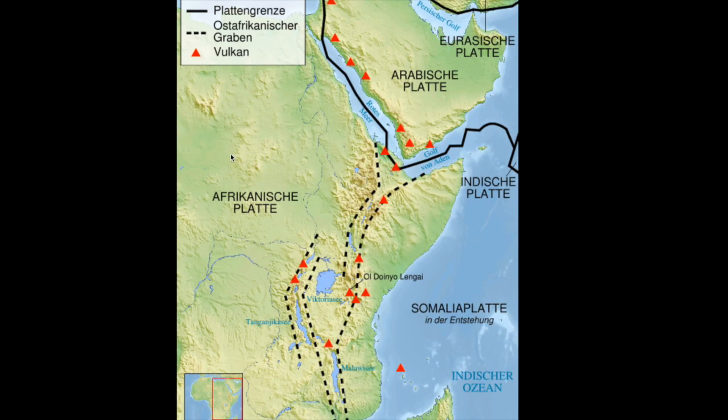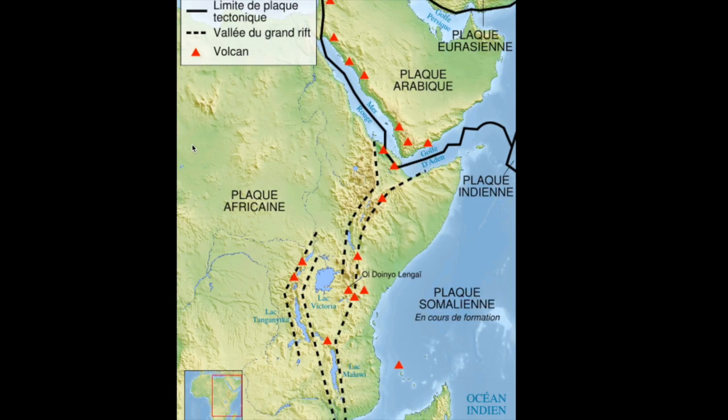This one, of course, is in German. The Afrikanische Platte, the Somalia Platte, Indische Platte, Arabische Platte, and volcanoes, right? Okay, so anyway, I couldn't find it in English. Oh, but here it is in French. Anyhow, Africa is a rift valley that's a diverging boundary in the middle of a continent.